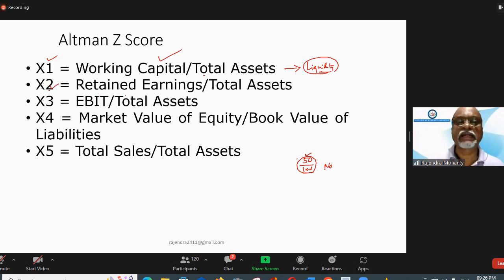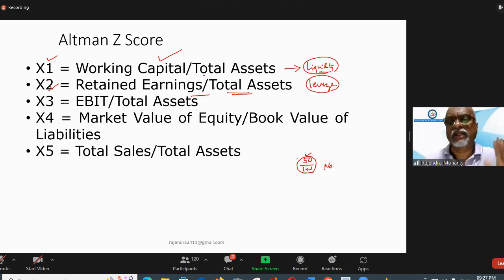X2 is represented by retained earnings to total assets. So what does this mean? Retained earnings means after adjustment of all the things, what is the net profit you are showing in your balance sheet? That is your retained earning to total asset. What does this tell you? Return on investment. Basically, return on the investment, or the equity return coverage ratio. What is the net return on your total assets? So basically, we can call it a leverage ratio.